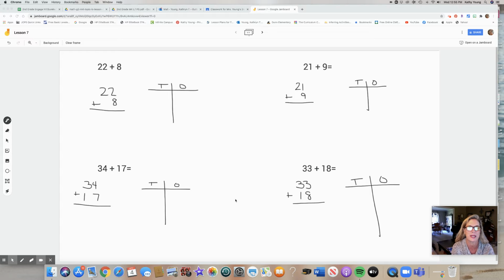Today, we are going to be doing lesson 7 in your unit 4. And today, we're going to be moving from drawing pictures for our addition to doing the vertical method. This is something that your parents probably learned. This is what we would call the algorithm.